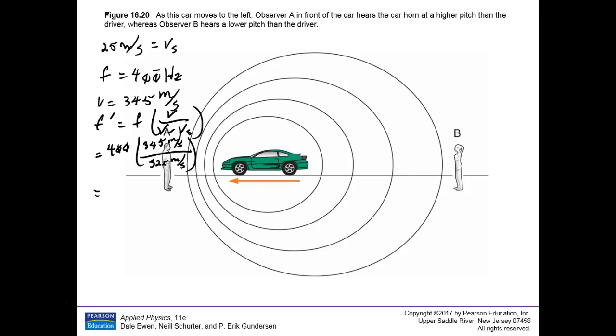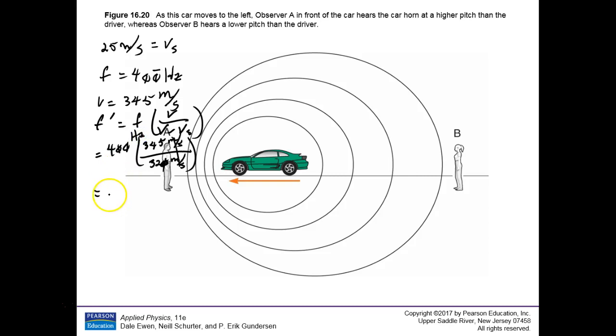And if you will do the math there, 345 divided by 325, and then no, 320. Sorry. Minus 25, 320. I was going, something's not right here. 320 meters per second. 345 divided by 320. And you notice the meters per second cancel out. And this is multiply that by 400 hertz. And that's how many hertz you'll get.